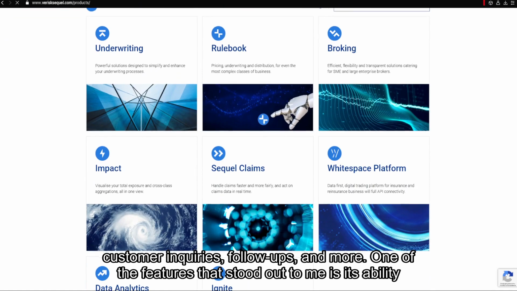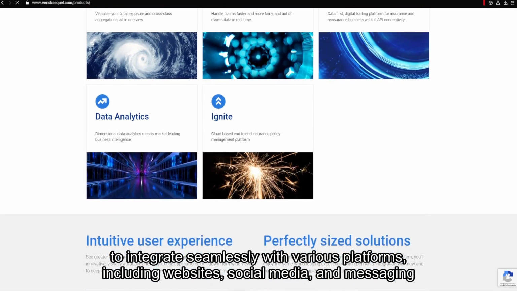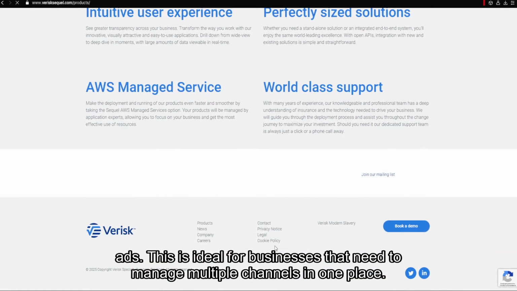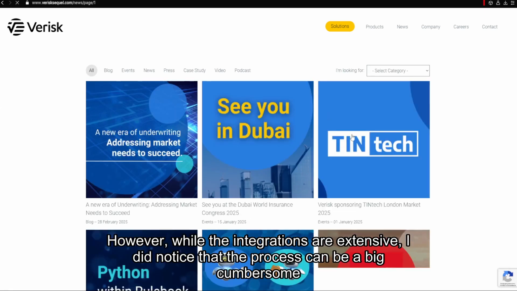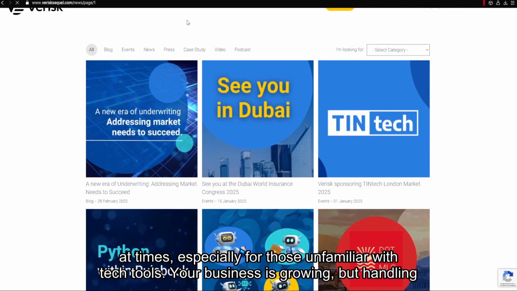One of the features that stood out to me is its ability to integrate seamlessly with various platforms, including websites, social media, and messaging apps. This is ideal for businesses that need to manage multiple channels in one place. However, while the integrations are extensive, I did notice that the process can be a bit cumbersome at times, especially for those unfamiliar with tech tools.